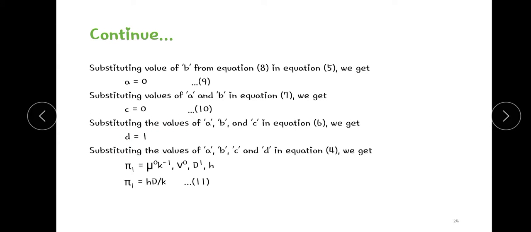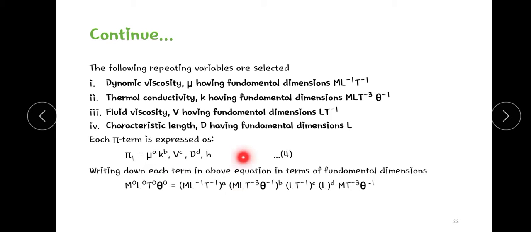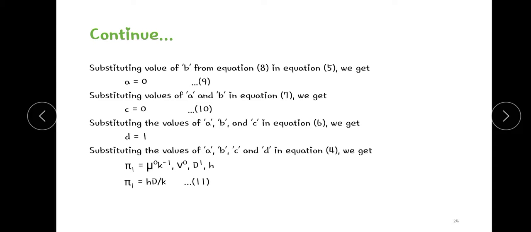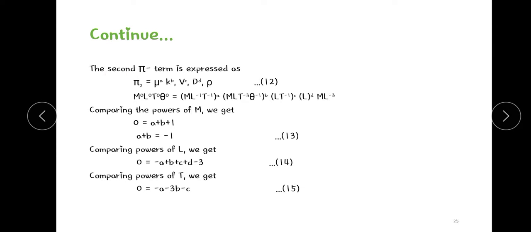So we have all these values, a, b, c and d. Substituting them in equation 4, where a is 0, b is minus 1, c is 0, and d is 1, the formula is pi 1 is equal to h d upon k. The second pi term is expressed as pi 2 is equal to mu^a, k^b, v^c, d^d, and rho.